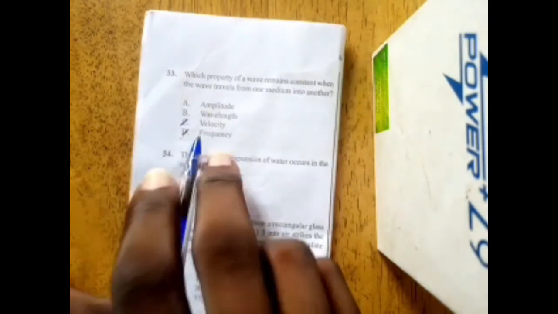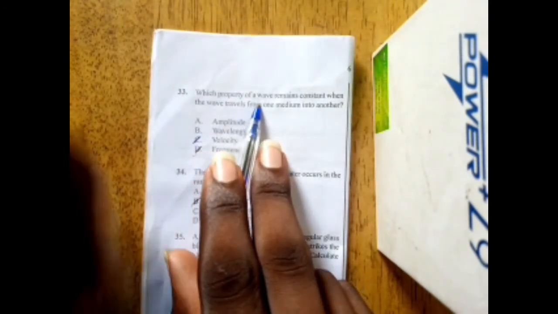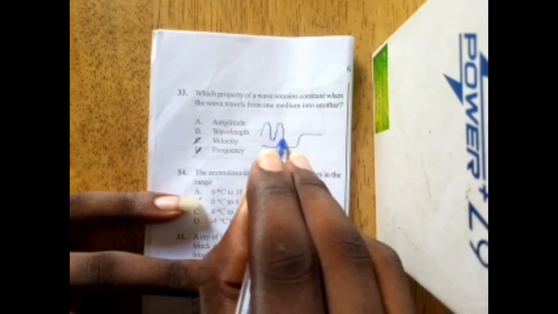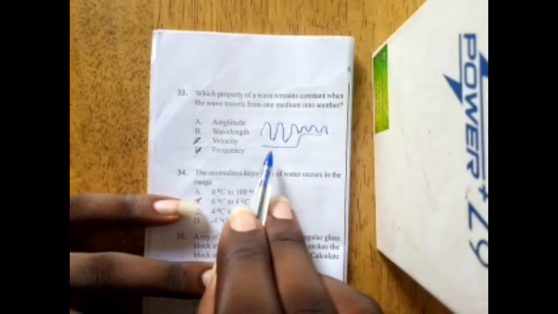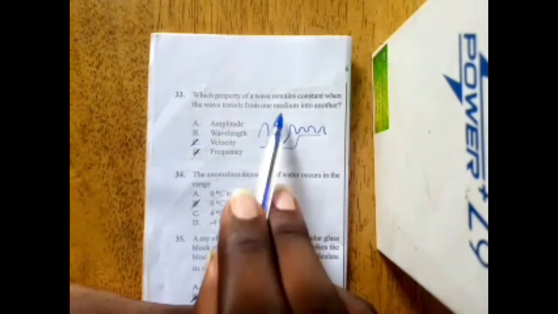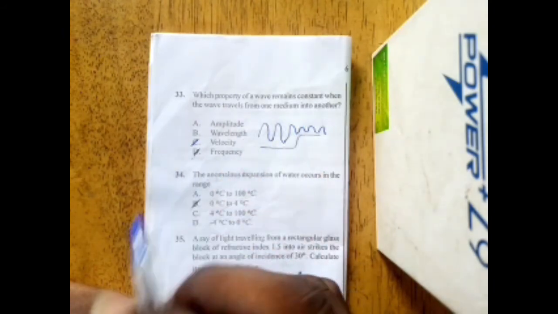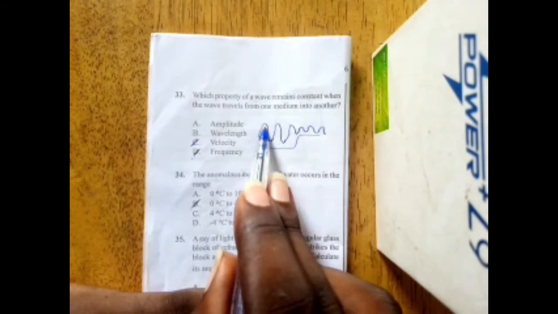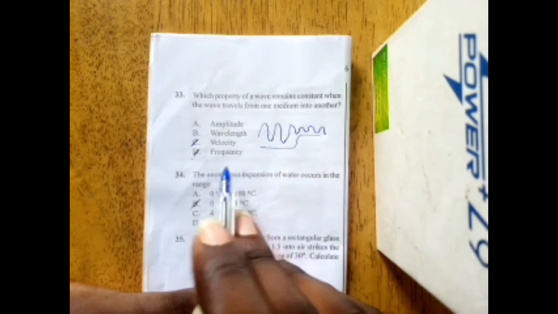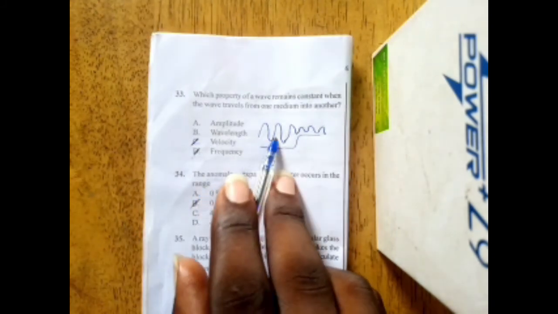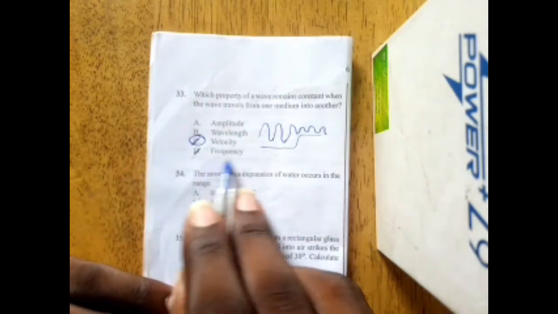I have another question here, question 33. It says, which property of a wave remains constant when the wave travels from one medium into another? You have a wave traveling from one medium to another. Each has its own refractive index. So a wave traveling from one medium to another, that's refraction now. The amplitude would change. The wavelength would also change. Now, what about the velocity and the frequency? The velocity will remain constant, whereas the frequency will change.